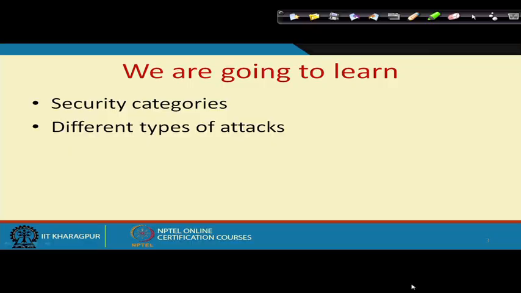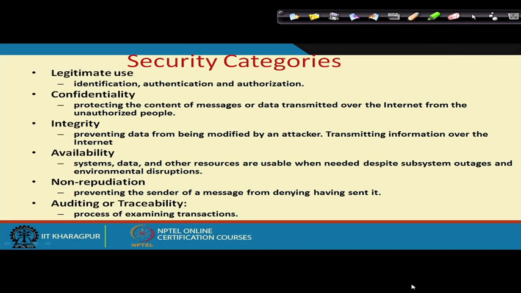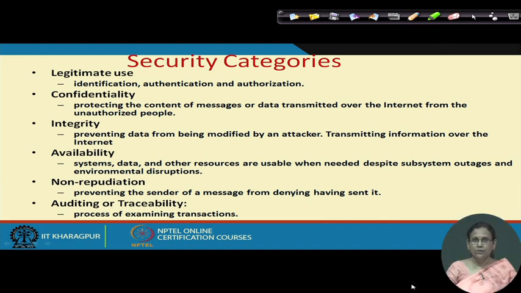So, today in this security category, in the first lecture we are going to learn about various types of security and threats, attacks that happen in the internet. So, there are 6 categories which play a crucial role in secure e-business transactions. So, first one is legitimate use.